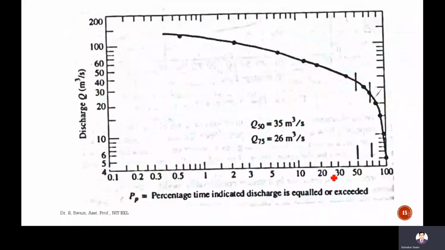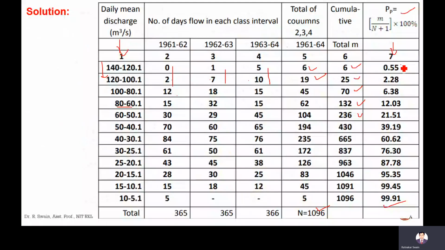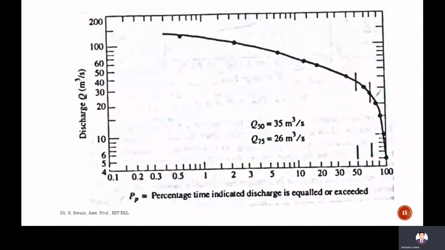We have to do the plot on log paper because the data range is very high, from 0.1 to 100. The data range is 0.55 to 99, so the range is very high, so use log paper. Here the range is 140 to 10, 10 to 5. If the data range is high, then you have to put it on log paper.